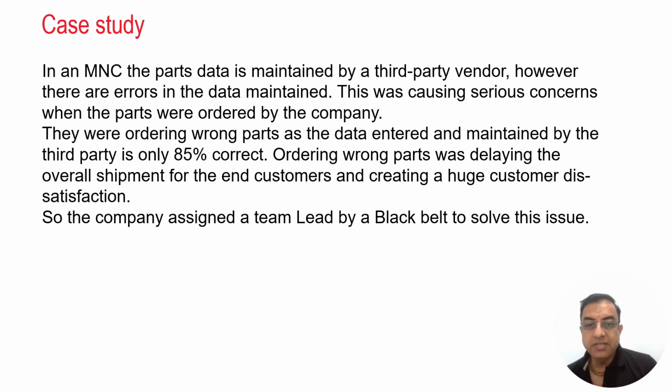In one of the MNCs, the part data is maintained by a third party vendor. There are parts which are to be procured, and their data has been maintained by the third party vendor. The vendor was making errors while maintaining data. That was causing serious concerns when the parts were ordered by the company. Some wrong parts were ordered, and some parts which were not needed were ordered because of the wrong data. The third party was only maintaining 85% correct data. For that, the company assigned a team led by a black belt to solve this problem. That is how the project got started.